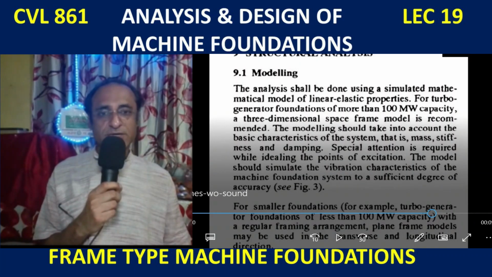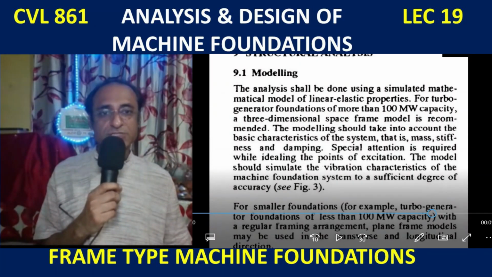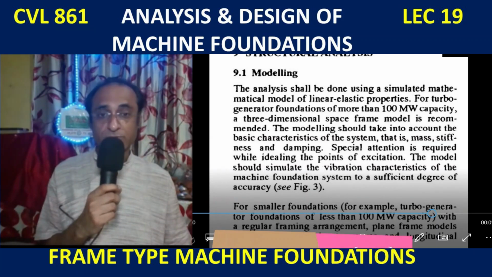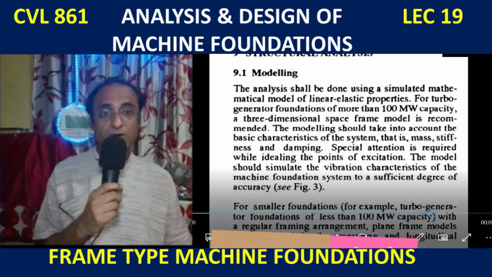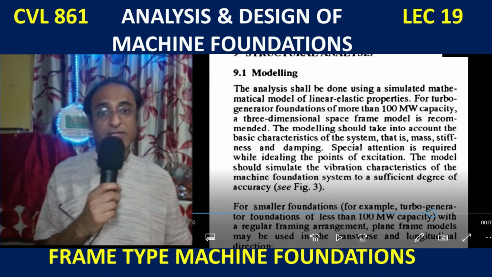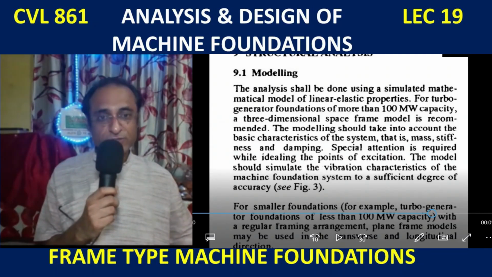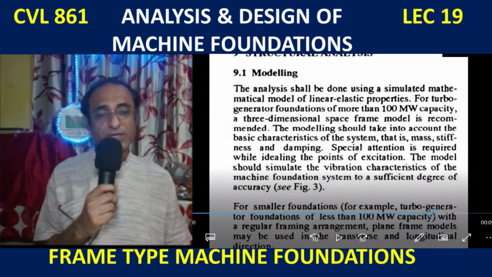So the code says that the analysis shall be done using a simulated mathematical model of linear elastic properties for turbo generators of more than 100 megawatt capacity. A 3D space frame analysis is recommended. So we should not go for 2D analysis. If we have 100 megawatt or more, then we should go for 3D.